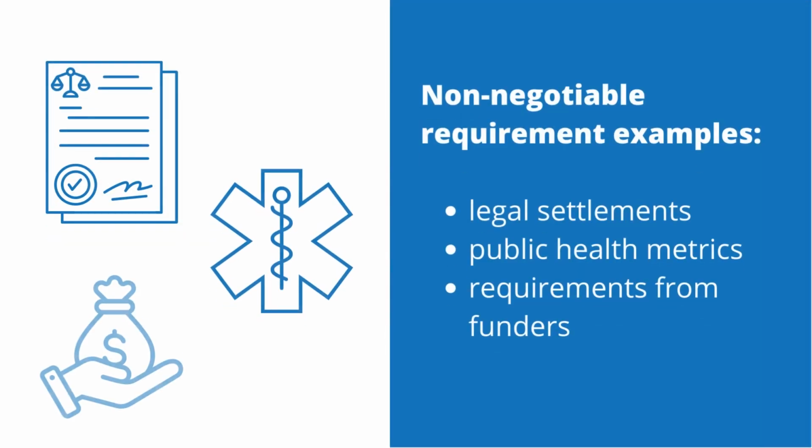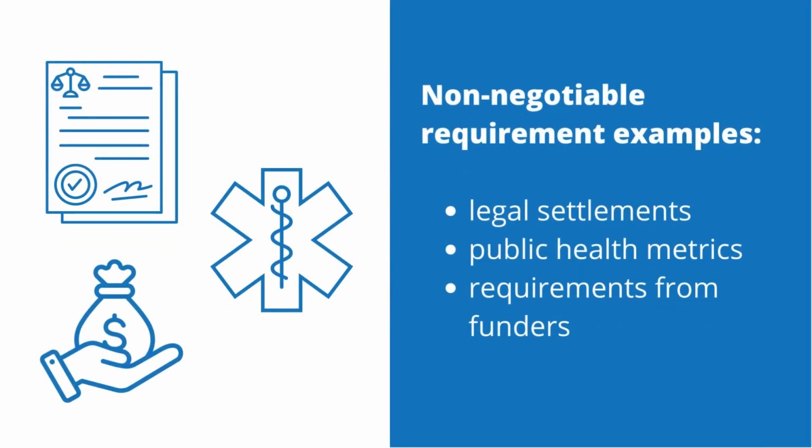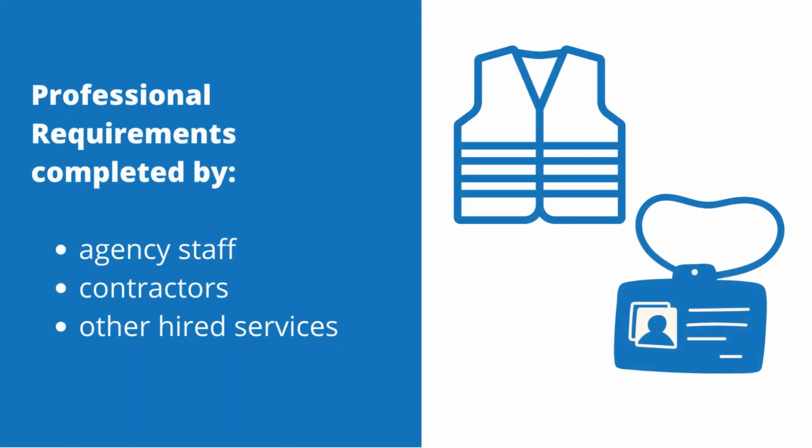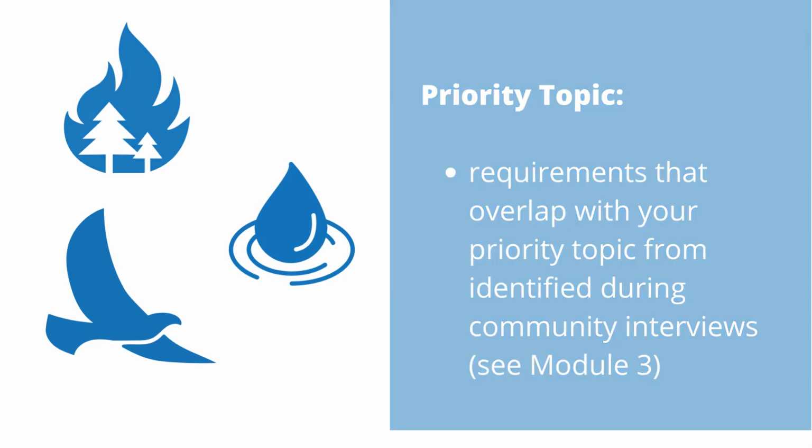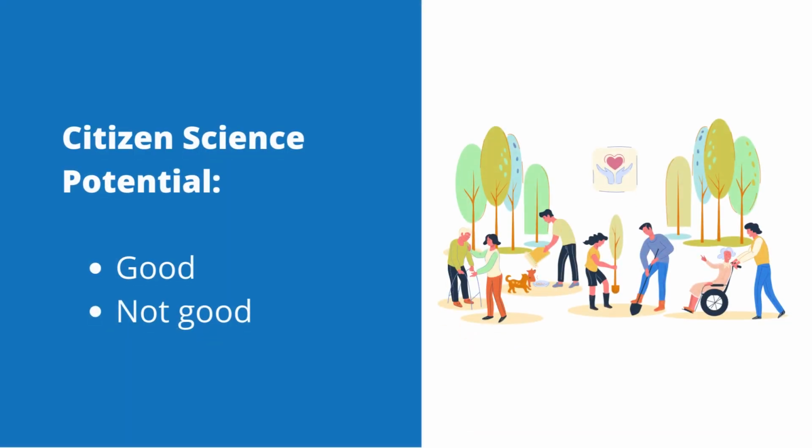Non-negotiable requirements might come from legal settlements, public health metrics, or requirements from other funding sources. Professional refers to any requirements that will be met through professional services, like contractors or agency staff. Priority topic refers to requirements that overlap with the priority topic identified through your community interviews from Module 3. The last column is for evaluating the potential for meeting the requirement with the help of citizen scientists.